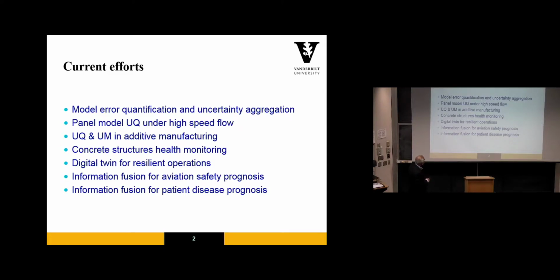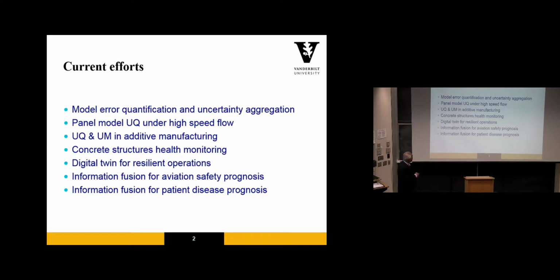The last two are more on the AI side: information fusion from multiple sources of data, mostly data-driven models on aviation safety and patient disease prognosis. Both have very different types of data availability. In the first case, I have a very large amount of data. In this case, very sparse data. So we look at different ends of the spectrum in terms of developing machine learning models.